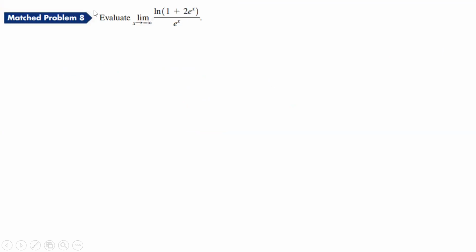Here we have the limit as x approaches negative infinity of ln of (1 plus 2e to the x) over e to the x. If we plug in negative infinity, we have to think about what that looks like as far as our graph goes and the e to the x's. So e to the negative x, I should say, looks something like that. Then we have to plug that in.